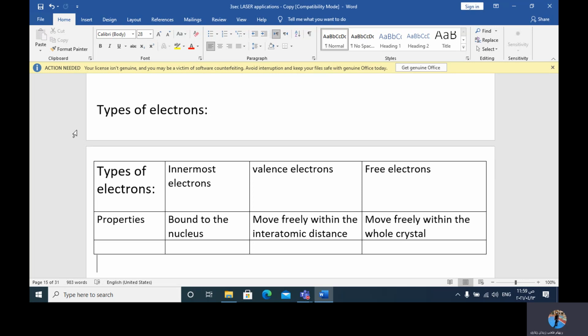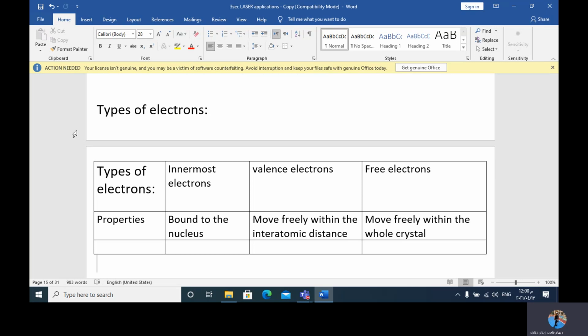So we have innermost electrons. These electrons are bound to the nucleus. They are close to the nucleus, attracted by the positive charge of the nucleus, and they don't easily move without a huge amount of energy. We call them innermost electrons. They are attached closely to the nucleus.